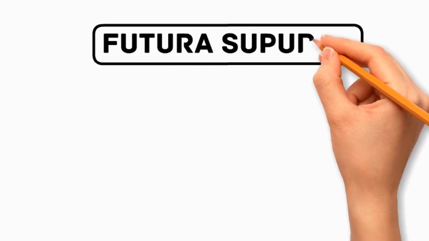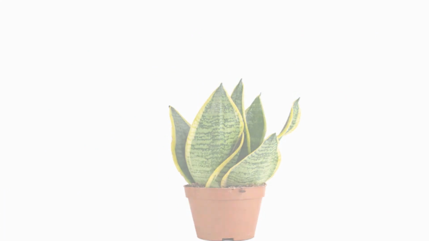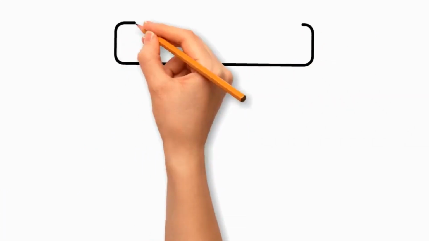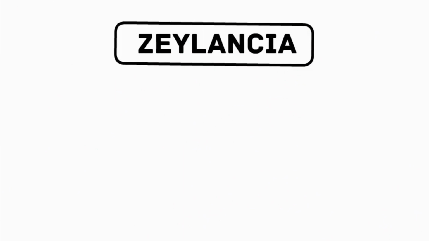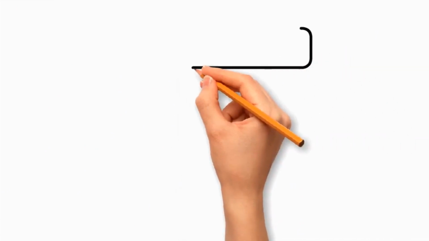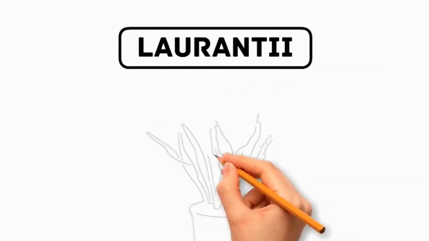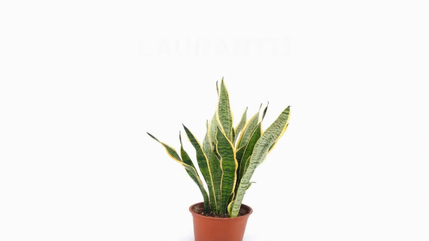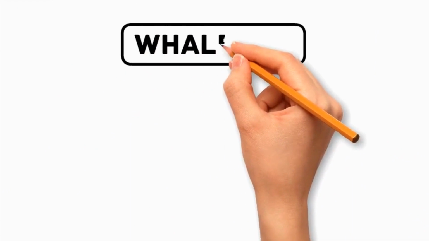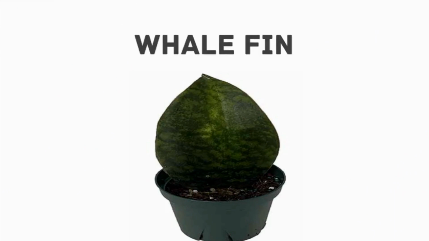Number 4, Futura Superba. It is a striking snake plant featuring wide, sword-shaped, succulent foliage with green, striped centers and yellow edges. Number 5, Zeylanica. Its foliage is stiff and broad, standing upright, and is characterized by dark green color with white and yellow stripes. Number 6, a well-known variety of snake plant is Laurentii. It has a tall, upright form with glowing yellow stripes along strappy, bright green leaves. Number 7, the most unique variety of the snake plant is Whale Fin. It is a semi-succulent plant known for its striking and paddle-like leaves.